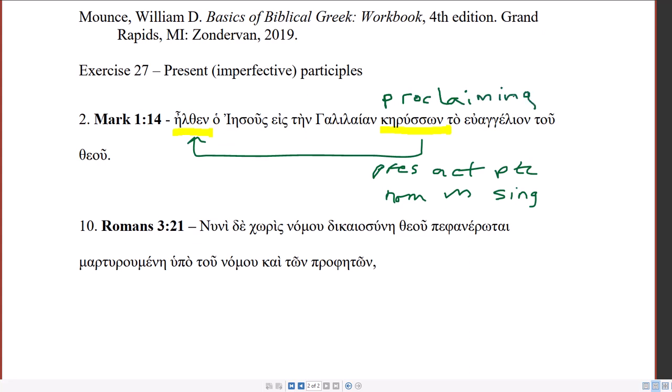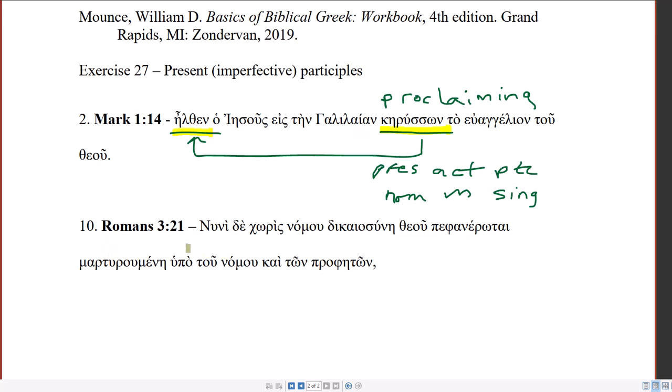So this is an example where we have an adverbial participle. Keruson is referring back to eilthen. He came proclaiming. Jesus came, eistain Galilean, into Galilee, keruson, proclaiming or preaching, ta euangelion, the good news or the gospel, to theou, of God. So this is a nice example of an adverbial participle.